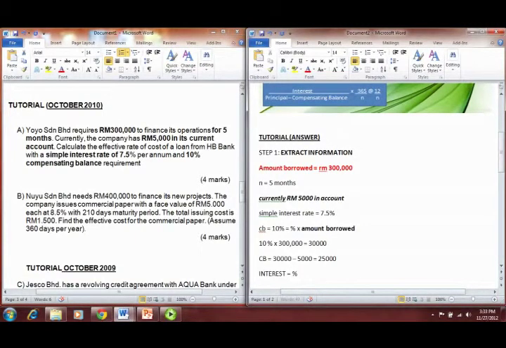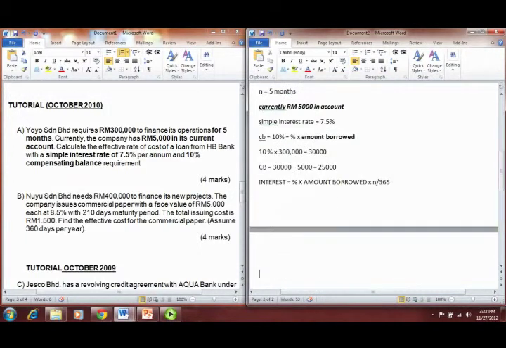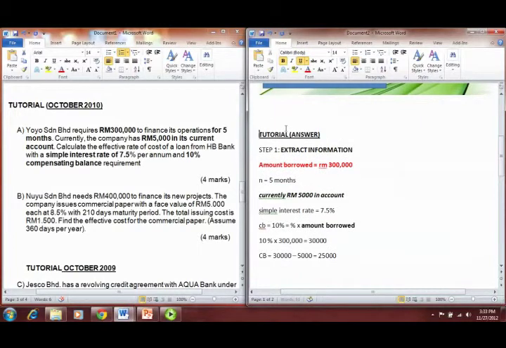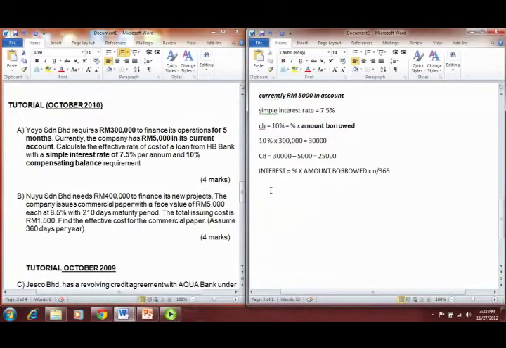Alright, the formula of interest is percentage times your amount borrowed times your N over 365. Why 365, class? Because in one year you have 365 days. So as you can see now, class, this is your simple interest rate.